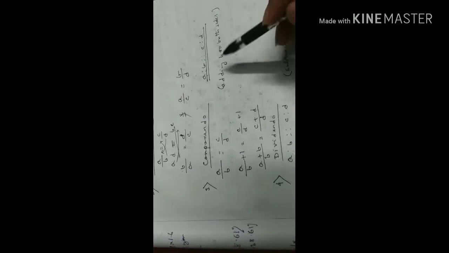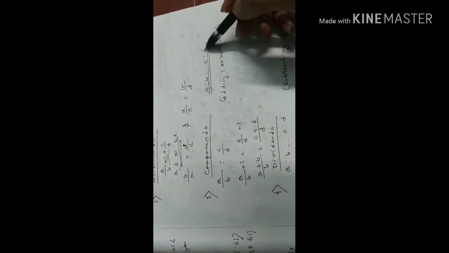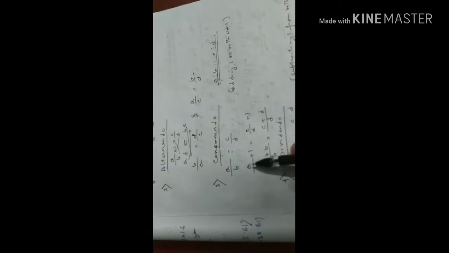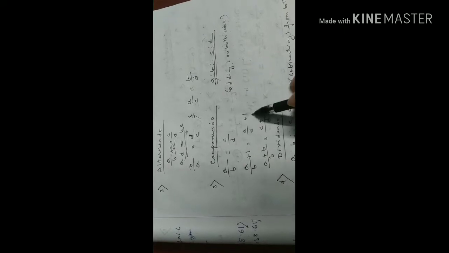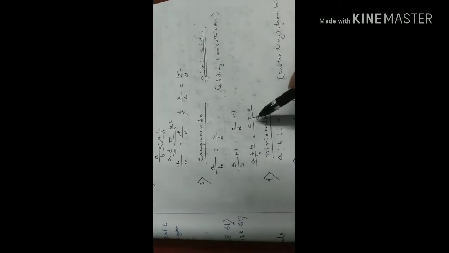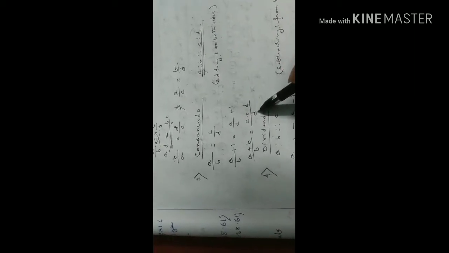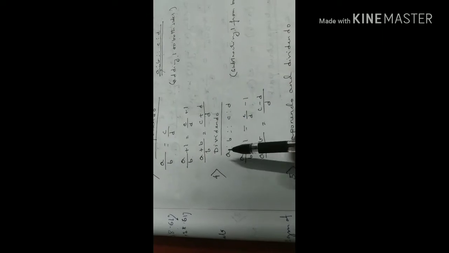Next comes componendo. By componendo we mean we need to add 1 on both sides. The basic ratio is A is to B and C is to D, where we are going to add 1 on both sides. A by B plus 1 is equals to C by D plus 1. After taking the LCM, we are going to get A plus B by B is equals to C plus D by D.